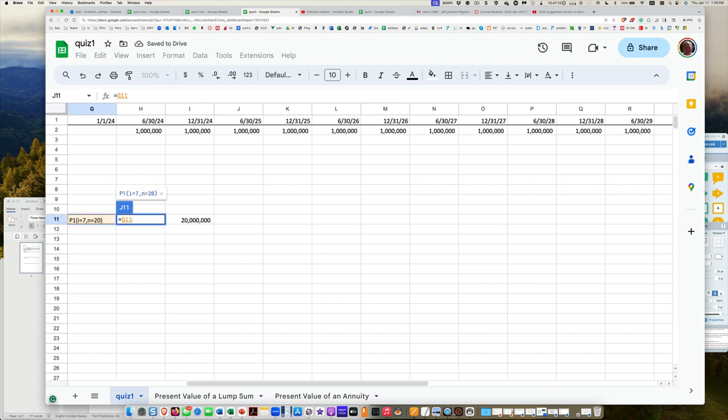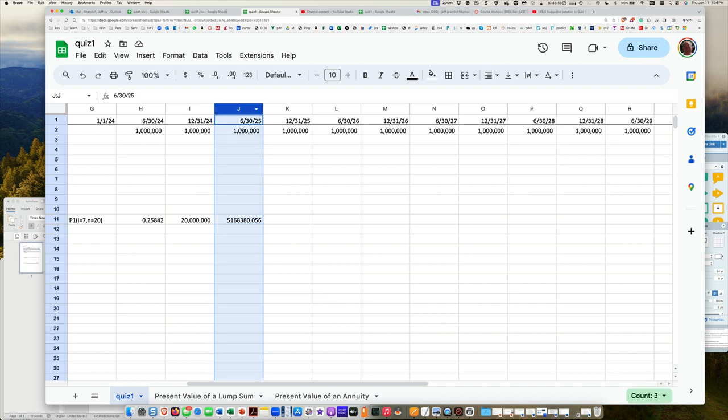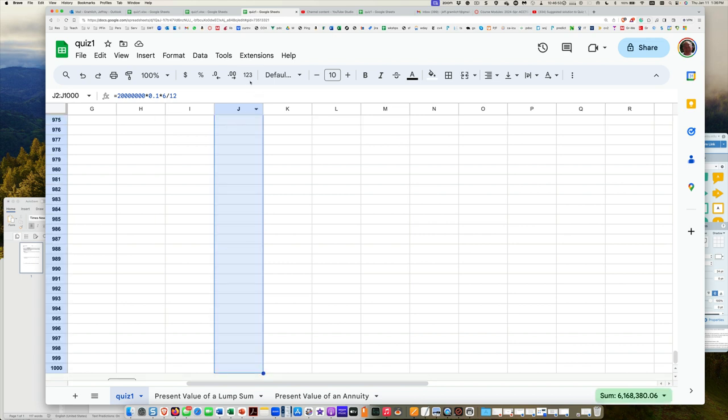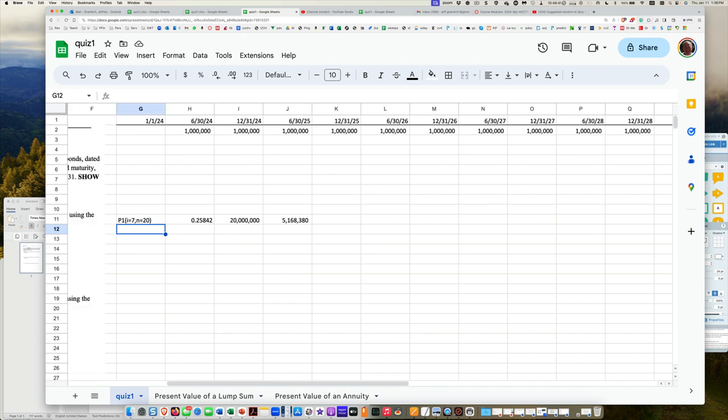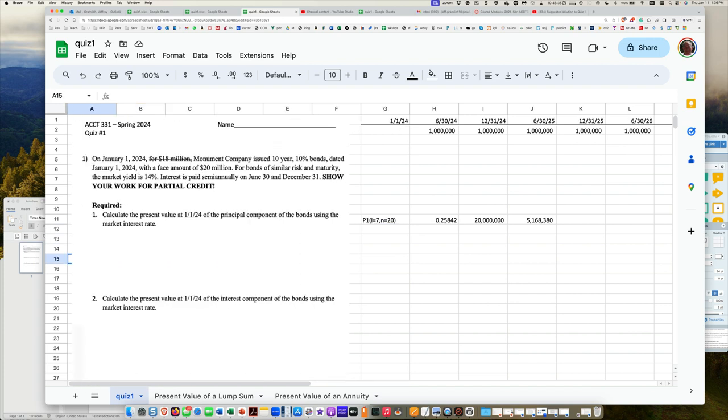times, is equal to this number times that number, and that gets us, we're going to put these in this number format. 5,168,000 is the present value of the 20 million for 10 years. And then that's the first one here, the present value of the principal component, the 20 million.